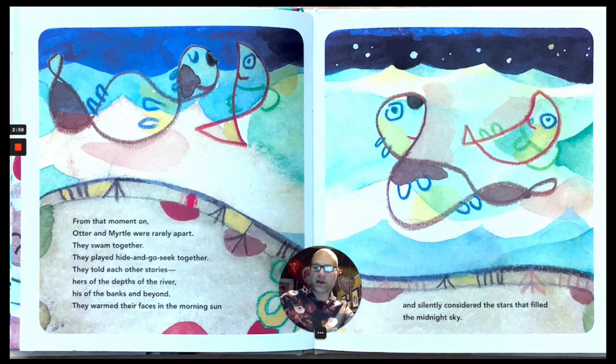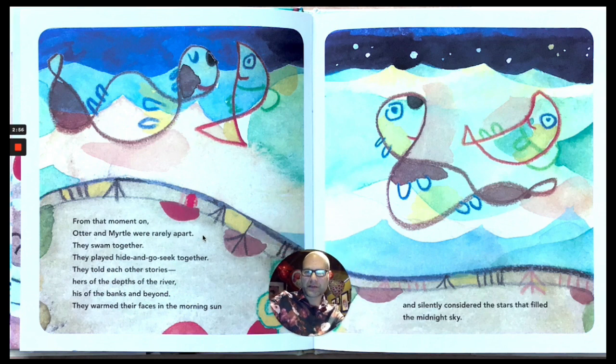From that moment on, Otter and Myrtle were rarely apart. They swam together, they played hide-and-go-seek together, they told each other stories, hers of the depths of the river, his of the banks and beyond. They warmed their faces in the morning sun and silently considered the stars that filled the midnight sky.